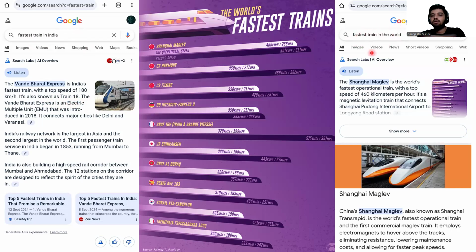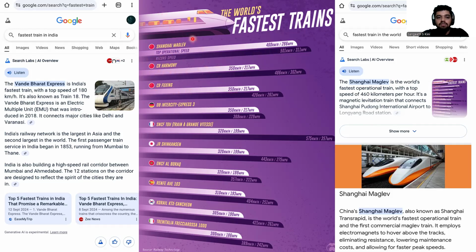Then which is the fastest train in the world? In the right part, you can see Google gives us the Shanghai Maglev. What is the speed? 460 kilometers per hour, right? It is from China. This is a list of the top speeds of the trains. The first one is Shanghai Maglev, with a speed of 460 kilometers per hour. The second one is CR Harmony, also from China, with a speed of 350 kilometers per hour. The third one, also from China, is the CR Fuxing, at 350 kilometers per hour.